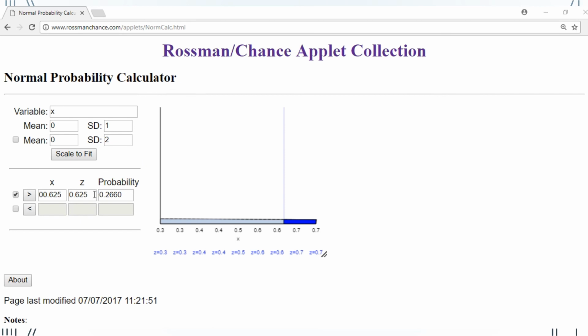Because our standardized statistic is a z value, instead of plugging this in for x, I'll now plug it in for z. 2.345. Again, the alternative hypothesis is a greater than sign, so I need to match the sign in the normal probability calculator to the alternative hypothesis. If I scale this to fit, we can see we get the exact same probability, or the probability of being greater than our standardized statistic under the standard normal distribution is 0.0095, the p-value for this test.